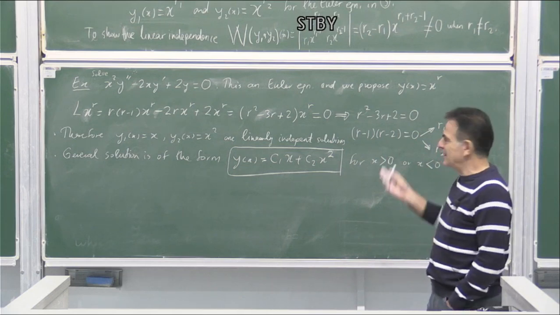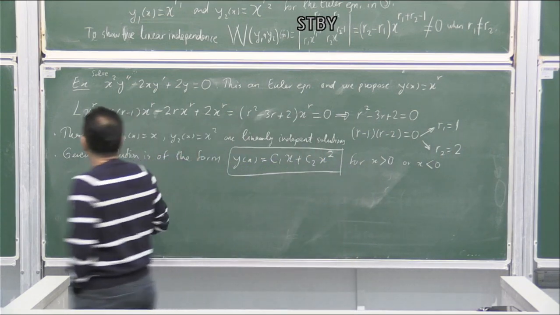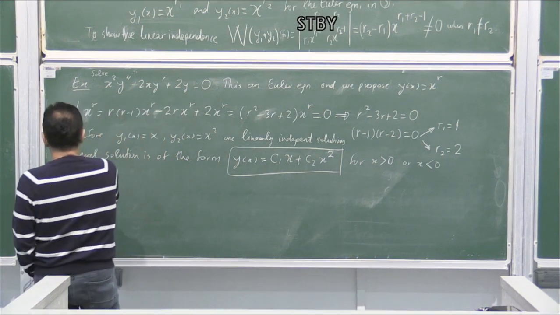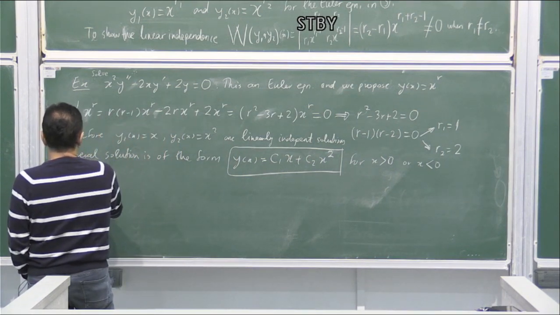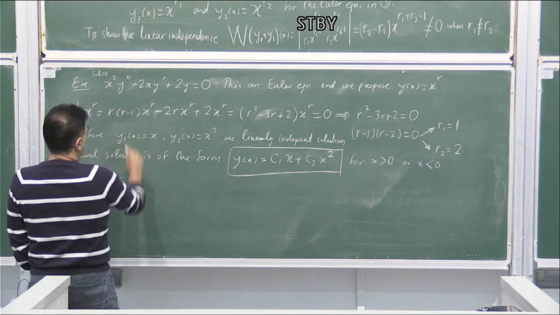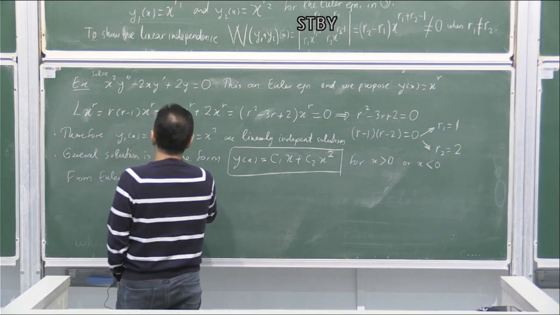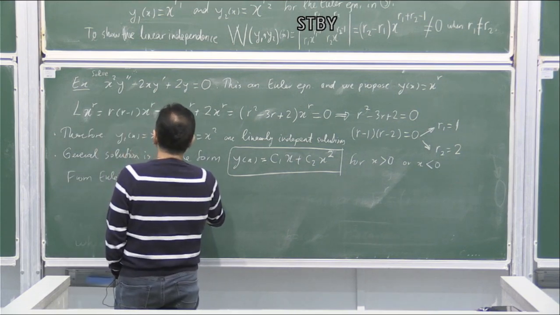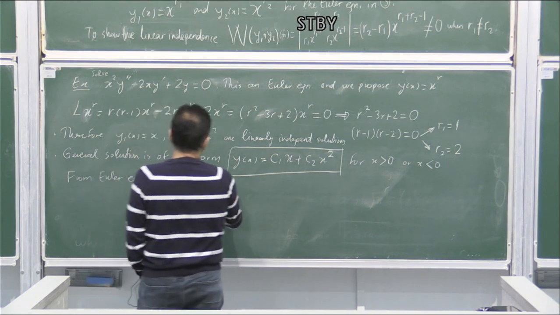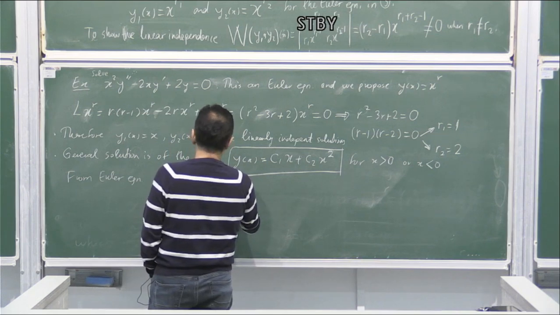Look, you can see this if you consider now, from the Euler equation under consideration, y double prime is written as 2 over x, y prime, minus 2 over x squared, y.